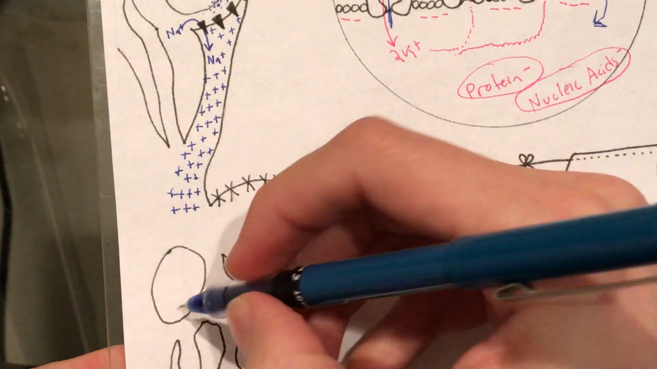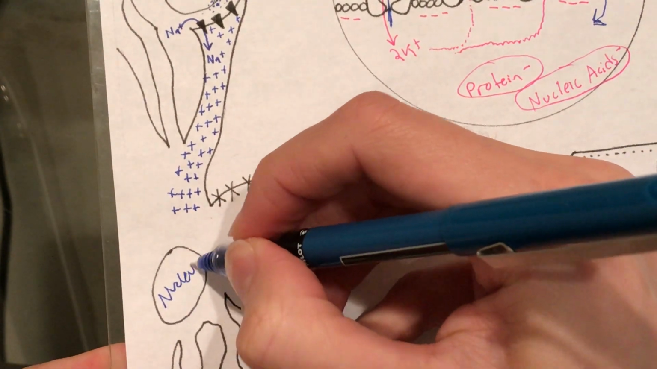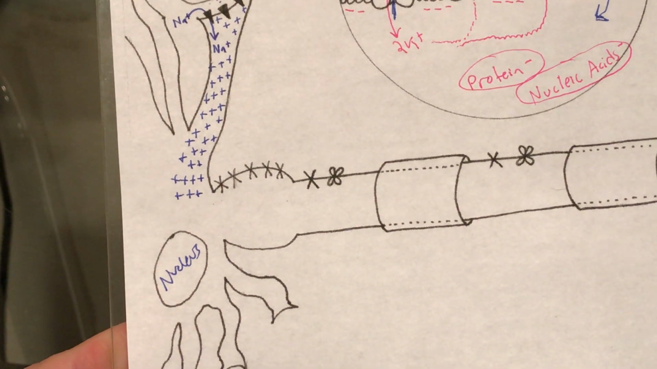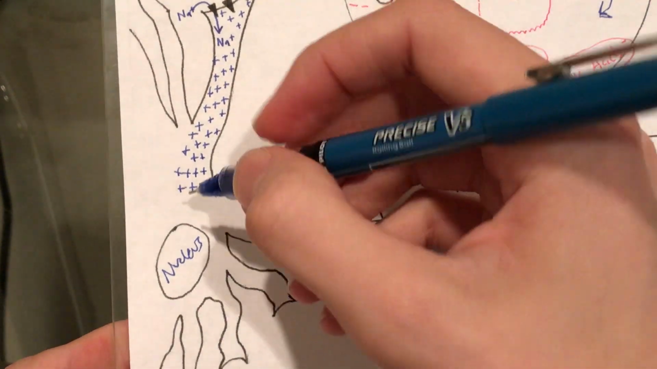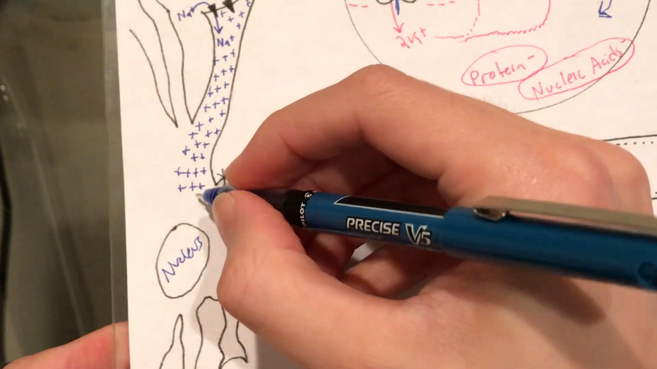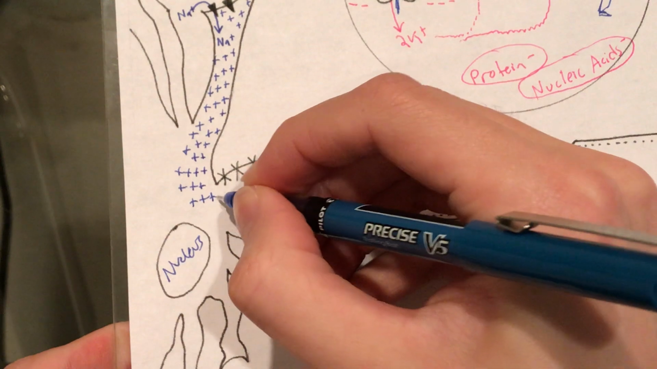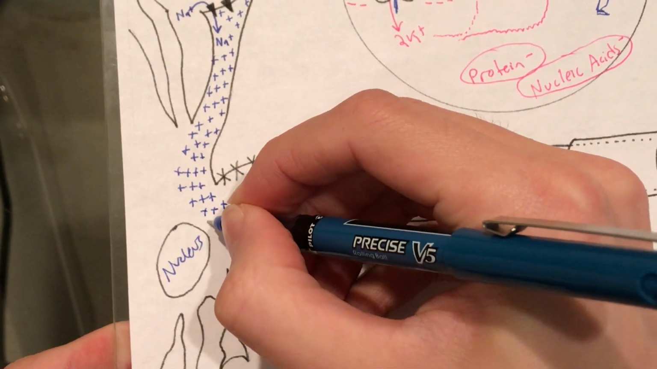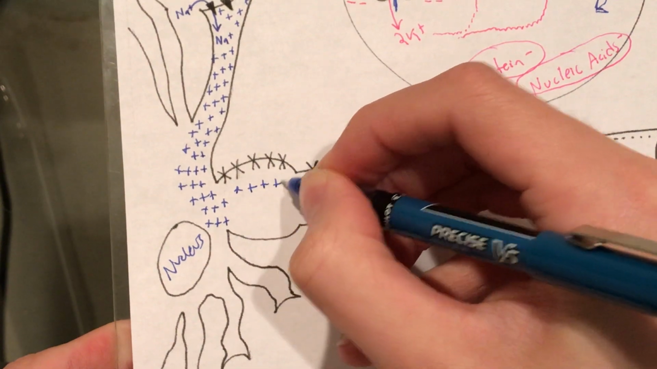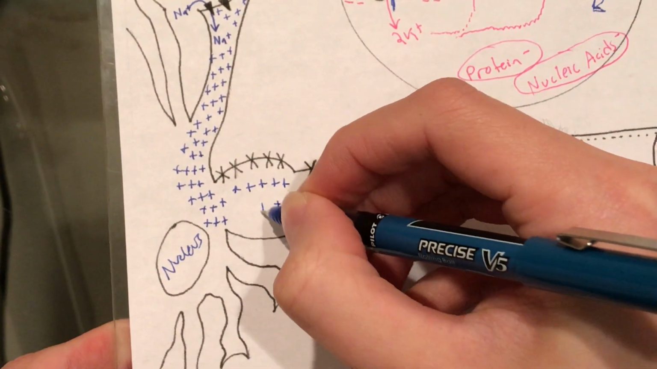By the way, here's the nucleus of the neuron. And so we're still talking about step one essentially here. So step one is still happening. The positive ions are repelling each other. And now they're entering this new space called the axon hillock.